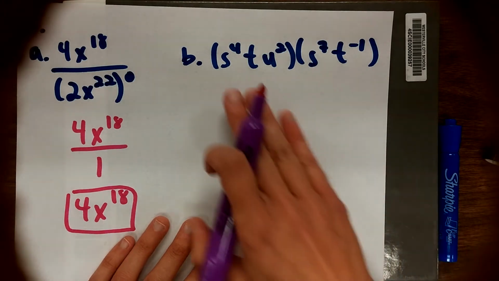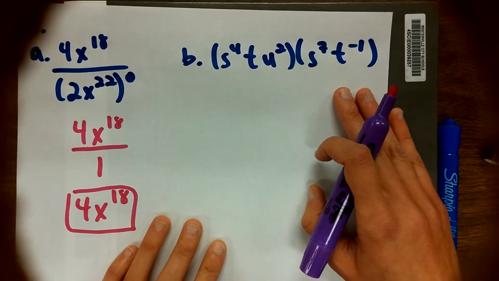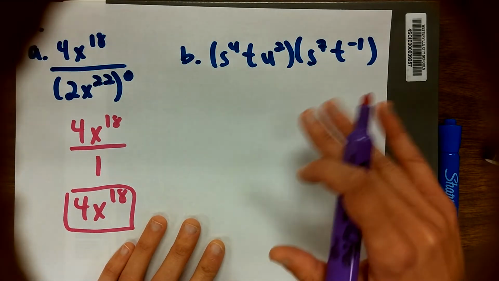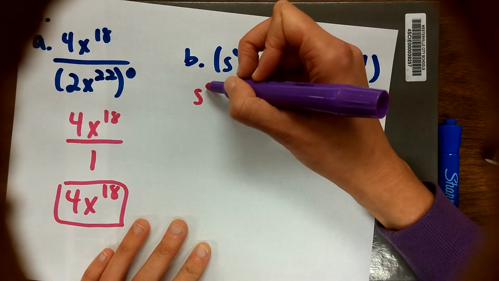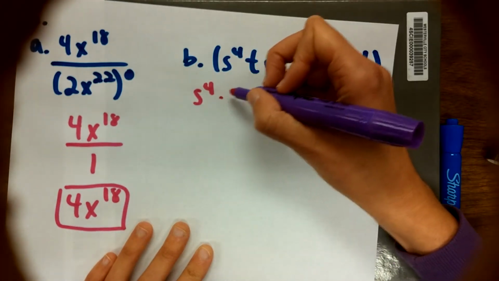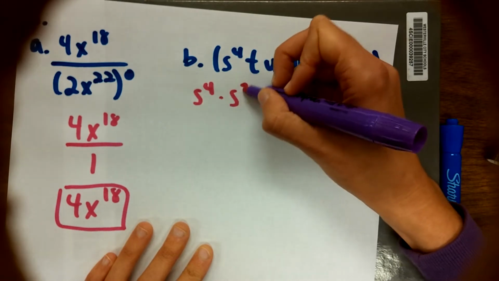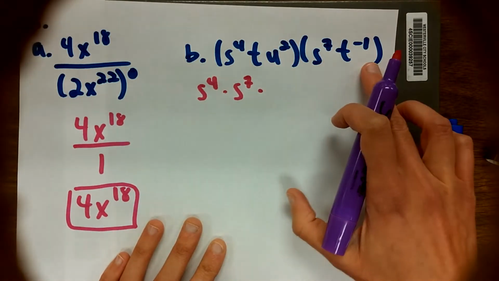For B, everything's next to each other. So this is all just a big multiplication problem. And when you're multiplying, you can change the order. So I'm actually going to reorder things first. So like my s's, I'm going to just write next to each other. So s to the 4th times s to the 7th, I'm going to put those next to each other. Then I'm going to put the t's next to each other.